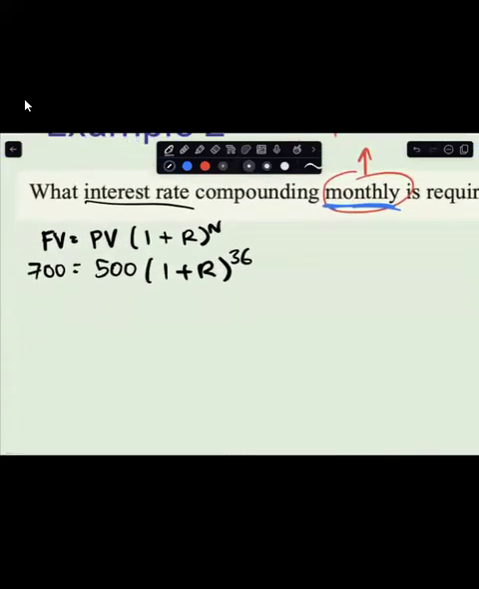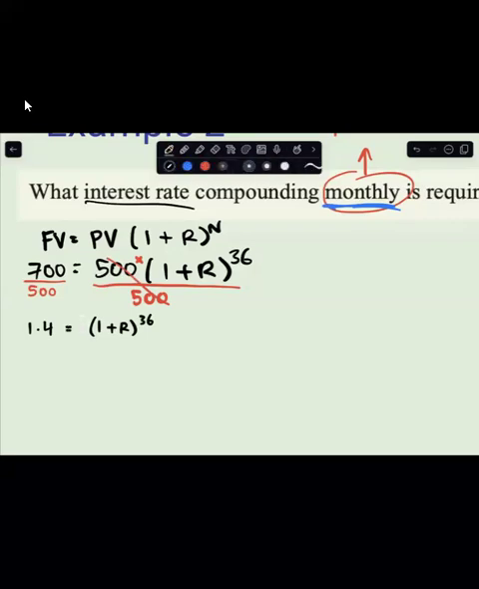All right, so first things first, I need to use my equation skills. I want R by itself. So what I'm going to get rid of first is that 500. That 500 is connected to this term here by times. So I'm going to divide by 500 on both sides. So what I'm left with at the moment is 700 divided by 500, which is 1.4. The right-hand side, I'm left with bracket 1 plus R to the power of 36. Now, how do I get rid of that 36?